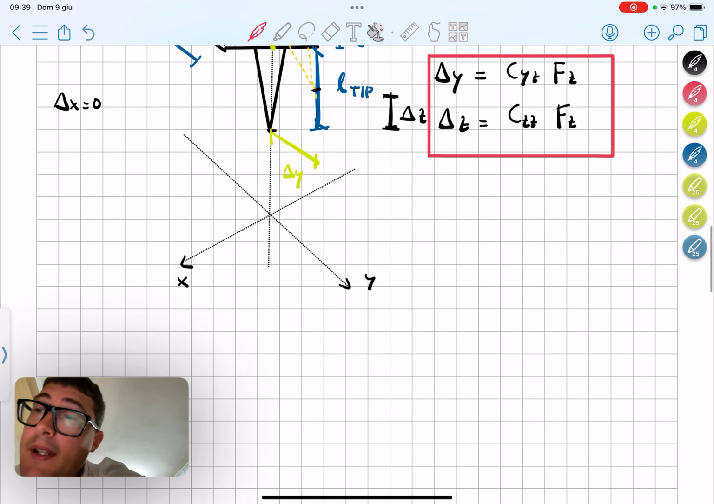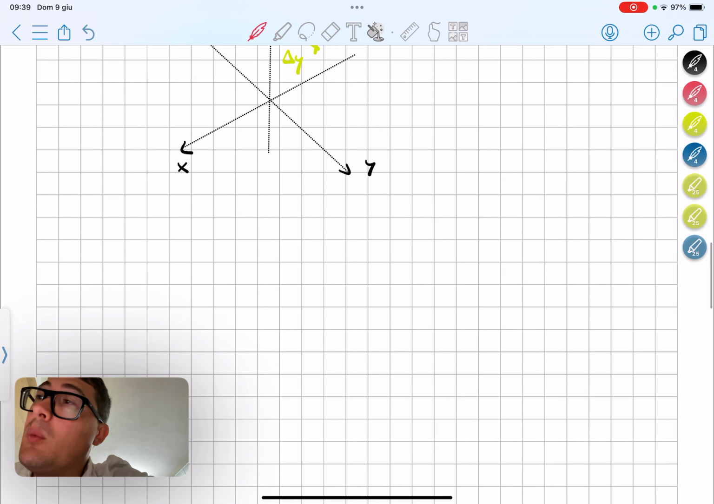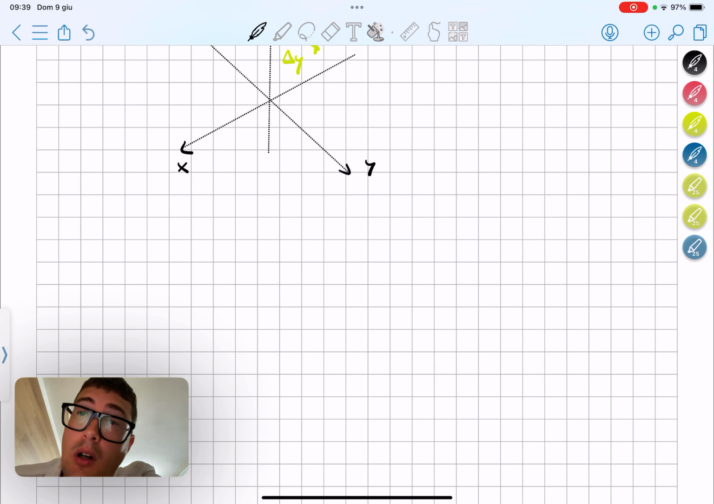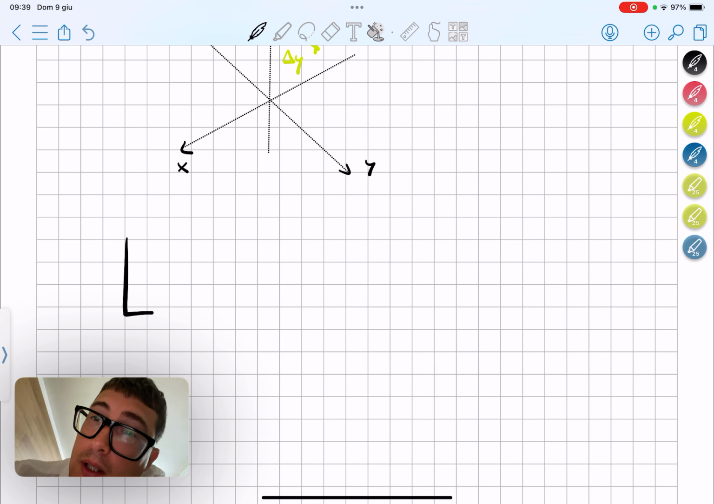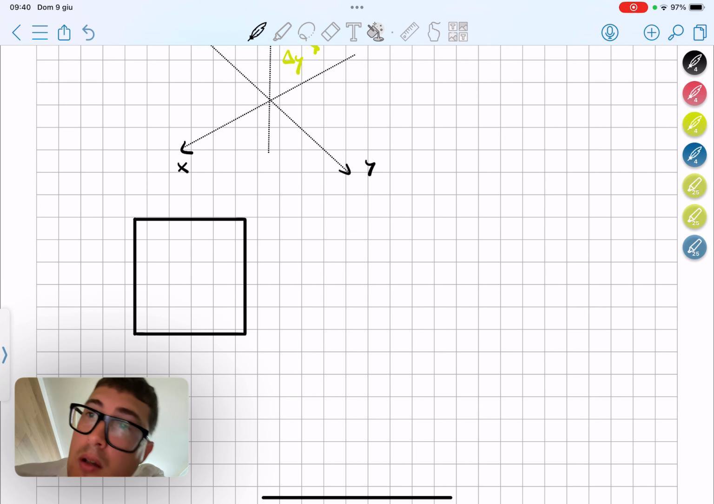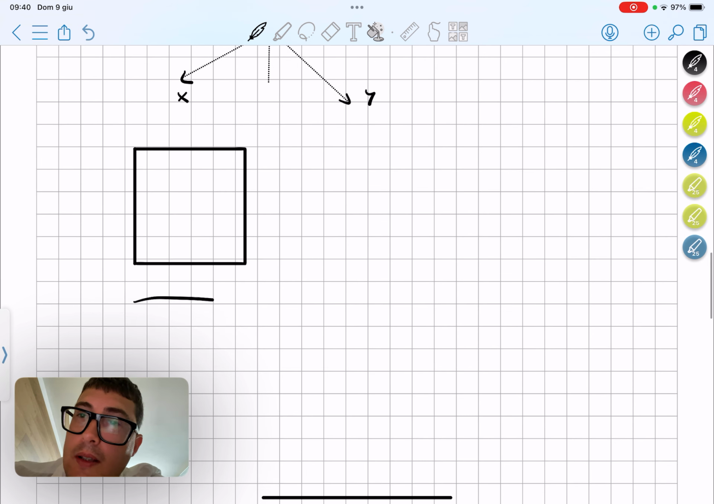And to do so, we need to begin with some consideration on the strain and the stresses. We need to take an element which has a length L.